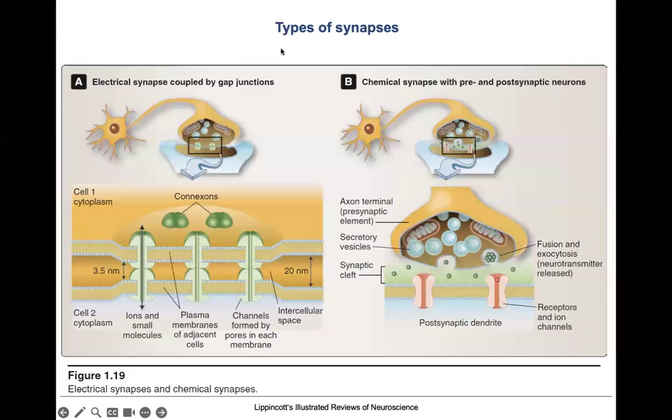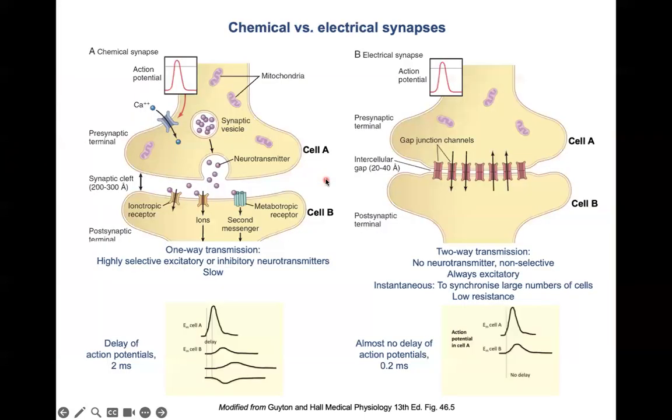In this part, I'll discuss the two types of synapses, electrical and chemical. They occur throughout the body. Here we see an example of an electric synapse, and here an example of a chemical synapse. There are some differences, which I will discuss in this part. So let's dive into the details.